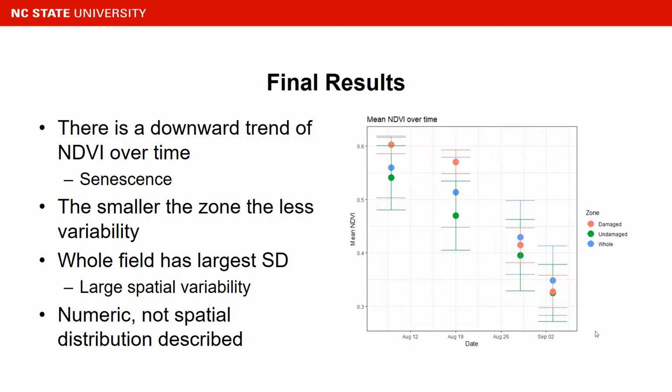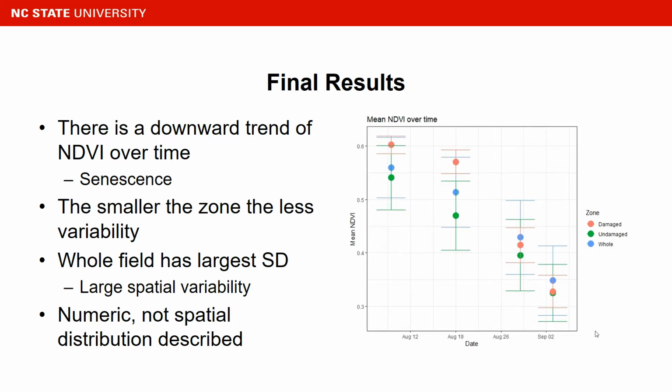And what we see is the smaller zone has less variability, which is the damaged. It tends to have the smallest error bars on each week. And that's just the standard deviation above and below the mean. And then the whole field has the largest standard deviation overall. So there's more going on, and so we expect there to be more variability.